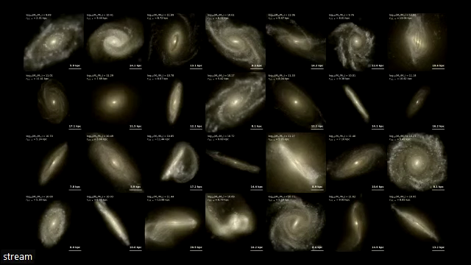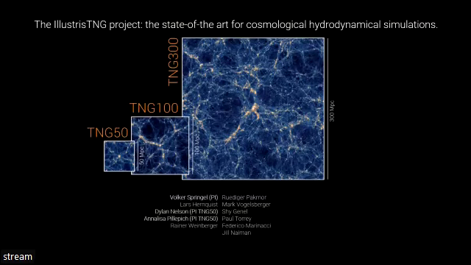You see thin edge-on disks. You see warps. You see giant bars. You see mergers, interactions. You see boring spheroids, ellipticals. These are all galaxies which have co-evolved and formed within one of these large simulations, in particular, this simulation called TNG50. So TNG50 is one of the three simulations of the illustrious TNG project.